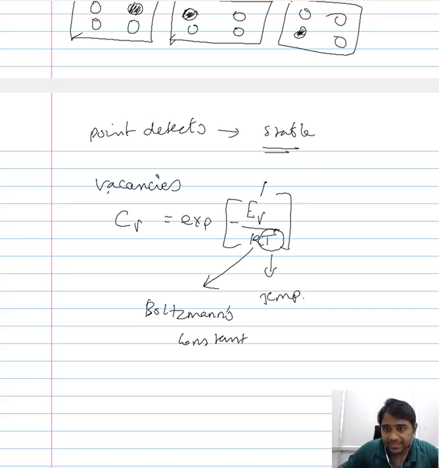And EV is the energy required for the formation of vacancies.